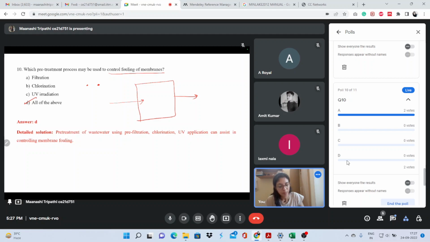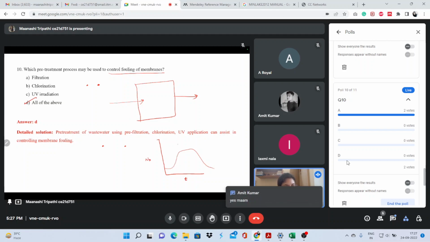What happens? These small bacteria, especially bacteria, fungi, algae, what will they do in their life cycle? I hope you have studied the growth curve of microorganisms. Microorganisms grow. This is number of microorganisms and this is time. After some time of growth, this is lag phase, this is log phase, this is stationary, and this is death phase. So what happens in the stationary and death phase?